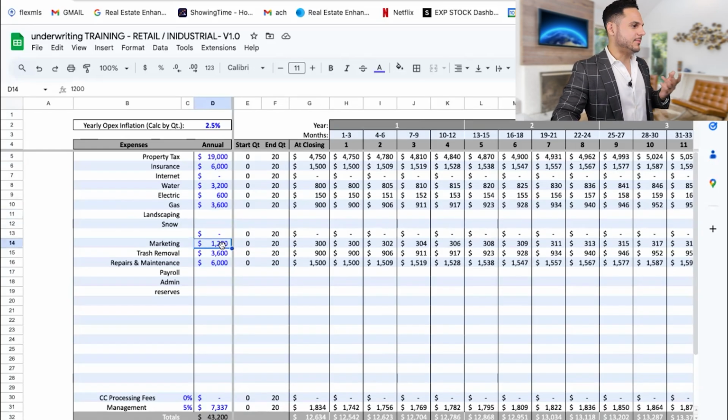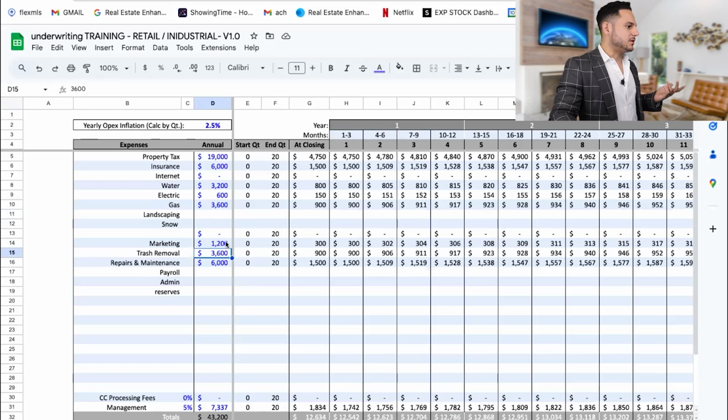When it comes to a small multifamily, you're typically only going to have very minimal marketing costs, but you can also think about marketing costs as commissions that you might have to pay out every single year. Trash removal, exactly what the seller told me, plus $600. Repairs and maintenance, I always will typically do something close to the 5% range.